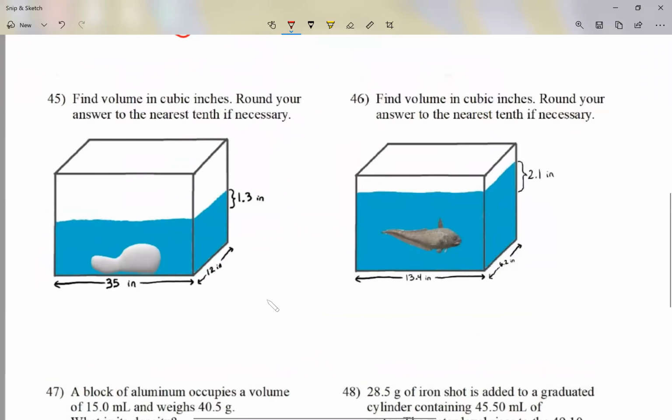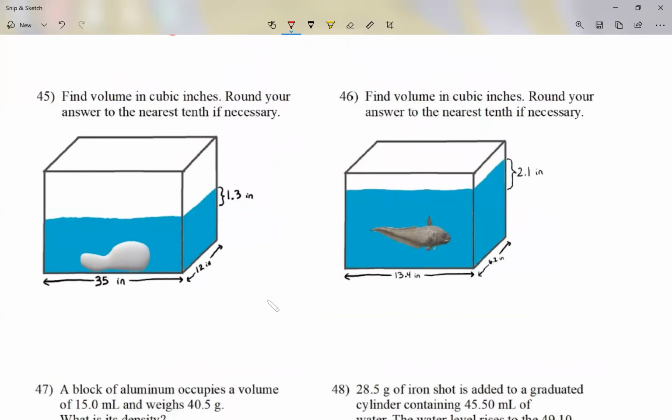Same thing, we can use cubes. This looks like a fish tank. I'm not going to recommend you put things inside a fish tank, you might contaminate the water, but we can use it to find the volume. Now here, just find the volume in cubic inches. I'm going to see how much the water changed, and round your answer to the nearest tenth if necessary. So we're going to multiply. I'm going to get a decimal, and I'm going to round it to 1 decimal place.